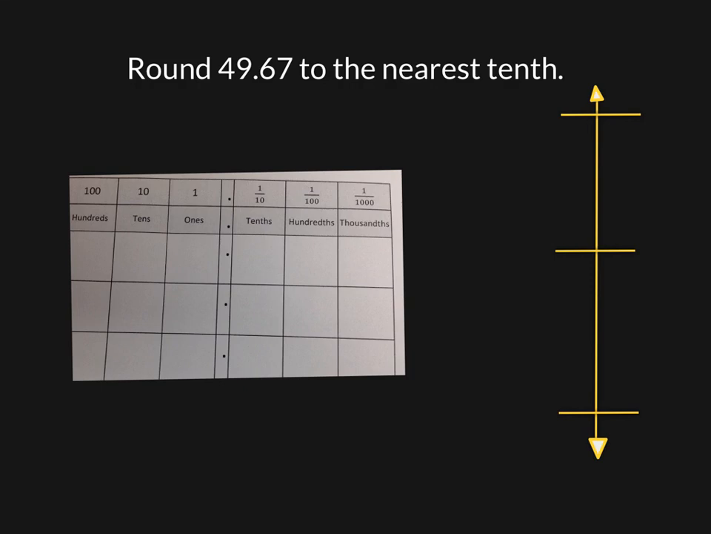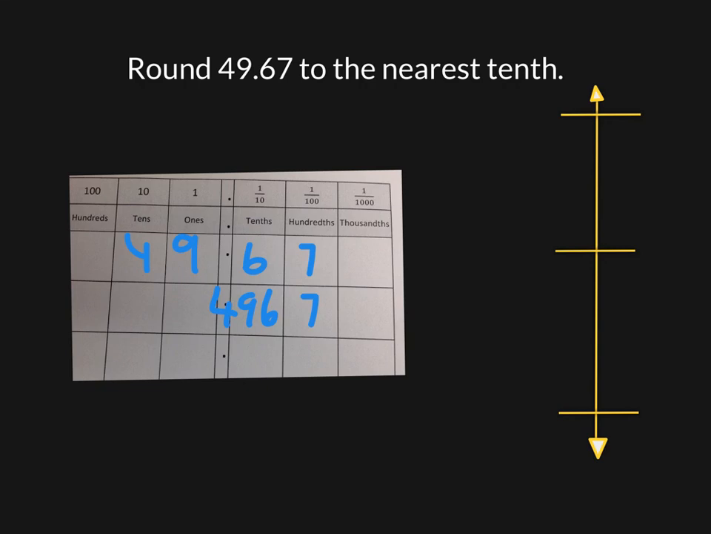Okay, now it's your turn. We're going to round 49 and 67 hundredths to the nearest tenth this time. So the first thing we want to do is use our place value chart to write this number using the unit of tenths. So 49, 4 tens, 9 ones, 6 tenths, and 7 hundredths can be decomposed and turned into 496 tenths plus 7 hundredths.